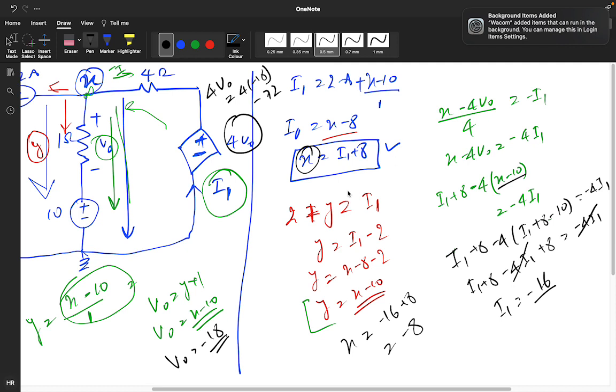So power will be what? This V into I. The total voltage is minus 72 and the total current is minus 16. So you are getting 1152.